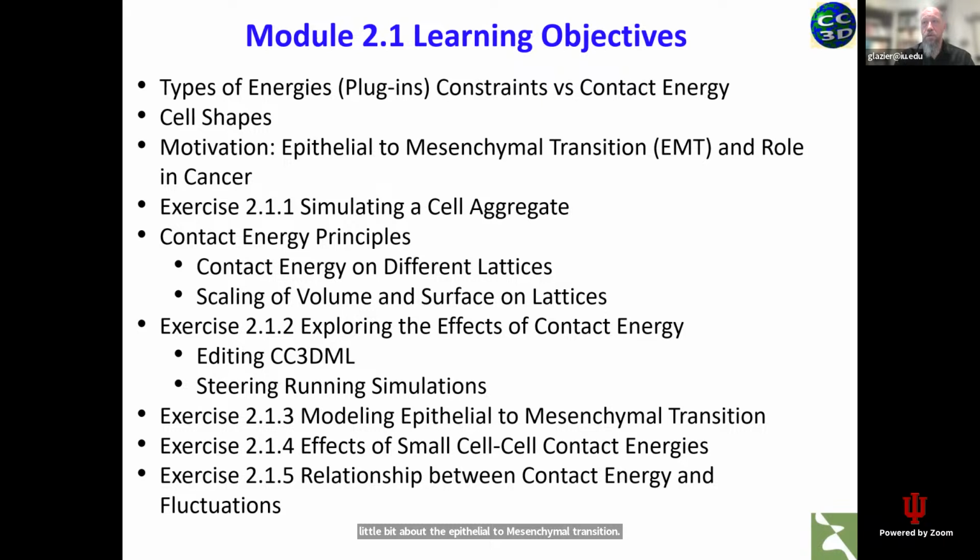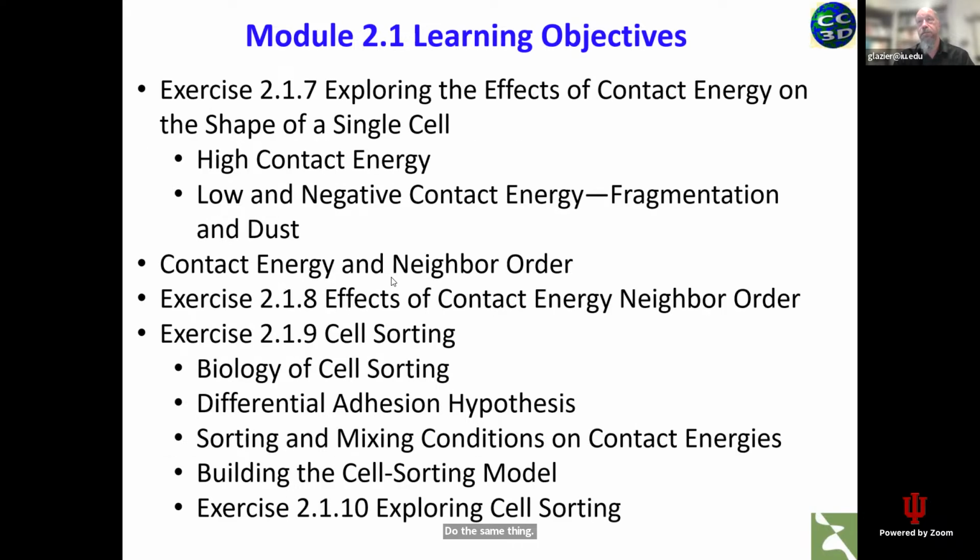And then we are going to simulate an aggregate of cells, explore what the contact energy does to that aggregate of cells, and then look a little bit about what happens when you do the same thing for a single cell and some of the pathologies that you can get in that situation. I hope we'll talk a little bit about contact energy neighbor order, and then we'll introduce one of the classic simulations, which is cell sorting. And I will begin that, and Hayden may pick up and do a little bit more on that as well.